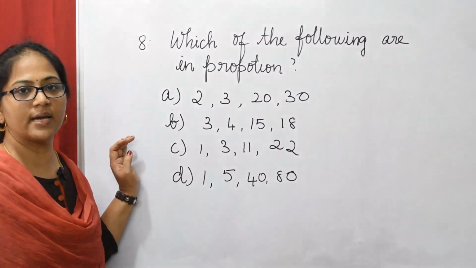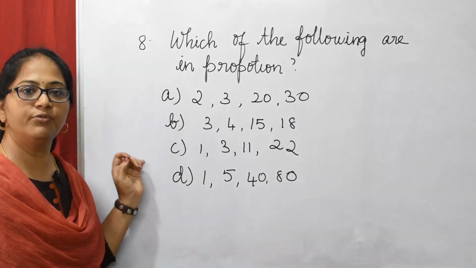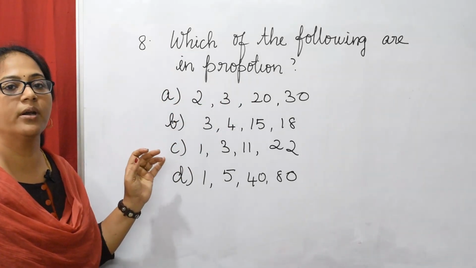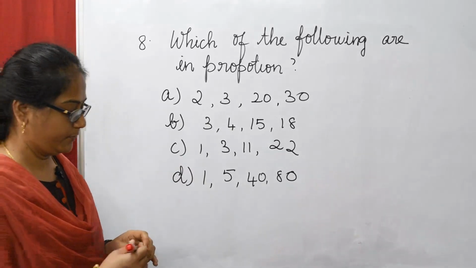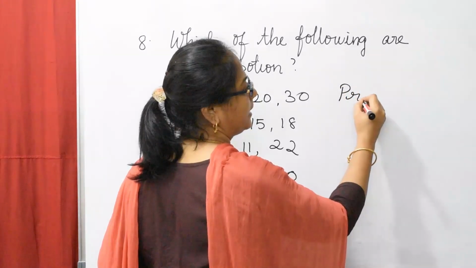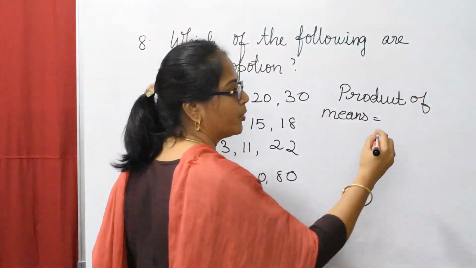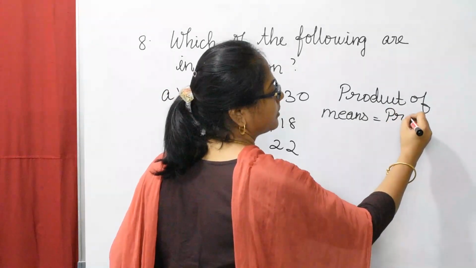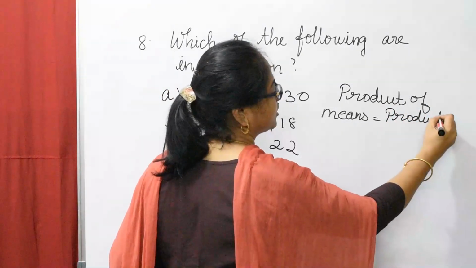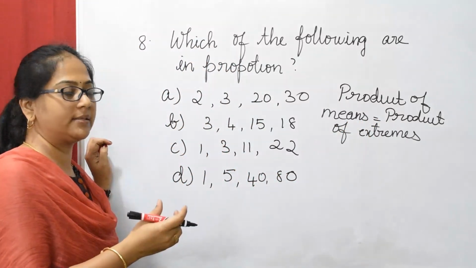So now let us start with question 8. Which of the following are in proportion? How to find whether these numbers are in proportion or not? We have to find using this method. Product of means should be equal to product of extremes. What do you mean by means and extremes?